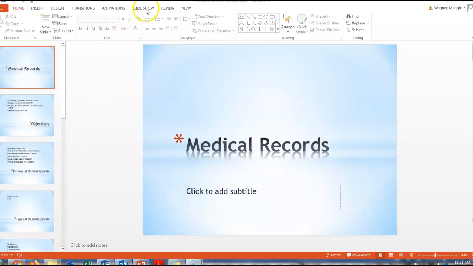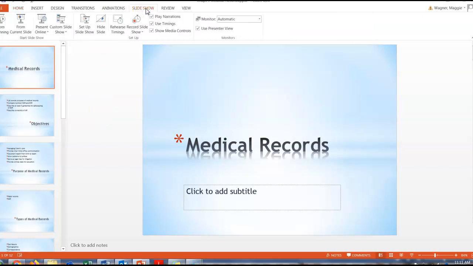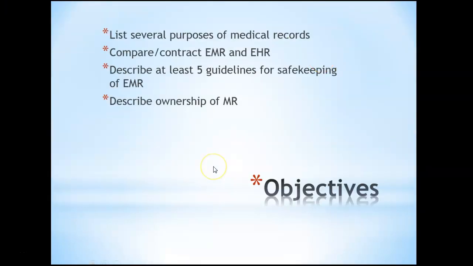All right, guys, so we are moving on to medical records. This is chapter 9 in your book. Again, this one is also sort of a short chapter, but still there are important aspects to this chapter that I think you need to either recap on or learn about. So we're going to list several purposes of a medical record, compare and contrast EMR and EHR, describe at least 5 guidelines for safekeeping, and describe ownership of the medical record.